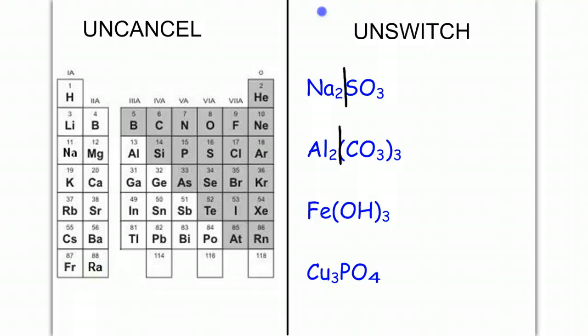The second one, I have 2 aluminums, I have 3 carbonates. The third one, I have 1 iron, 3 hydroxide. And the fourth one, I have 3 coppers and 1 phosphate. So now I'm going to go and identify the ratios.